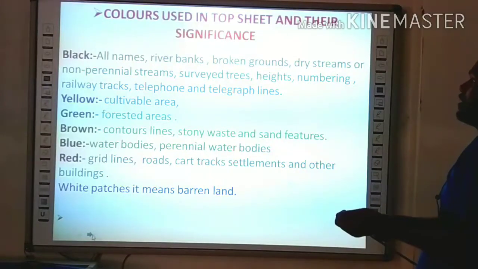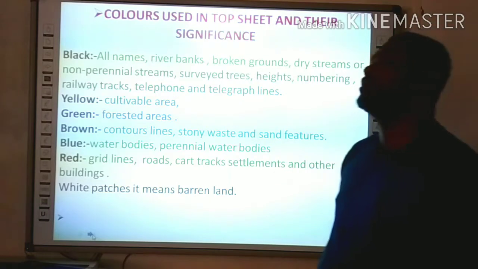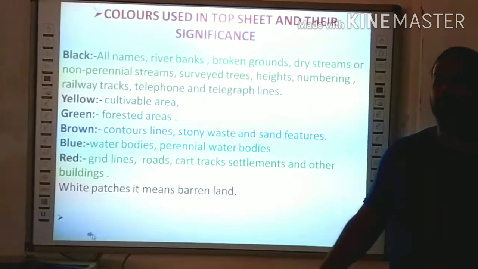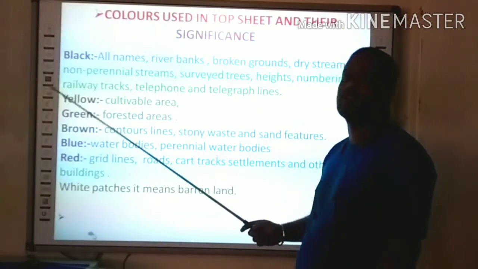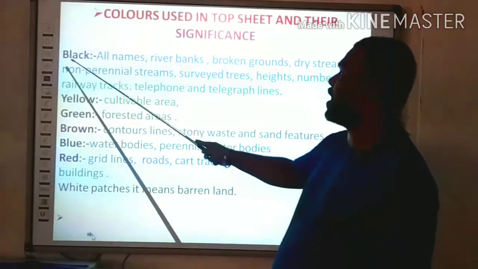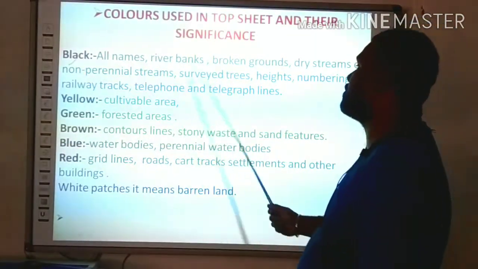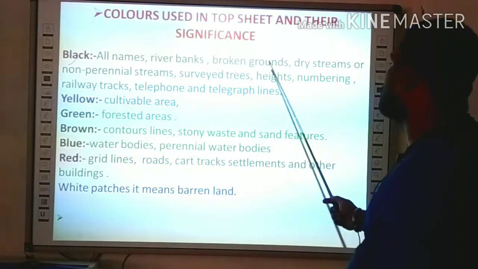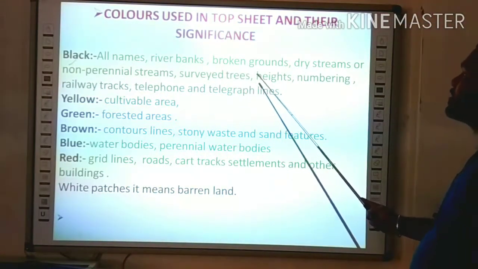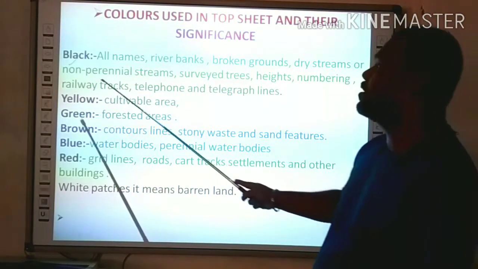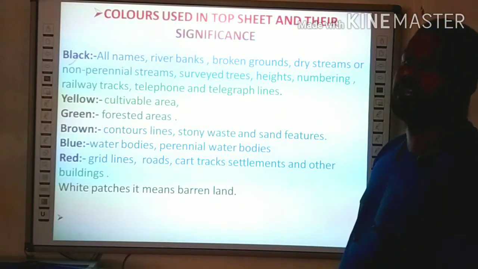Now in a topo sheet there are different colors. Every color has got its significance or importance. Let us try to see the importance of each color. First of all, black. All names are written in black. River banks, broken grounds, dry streams or non-perennial streams, surveyed trees, heights, their numbering, railway track, telephone and telegraph lines are drawn or written in color black.